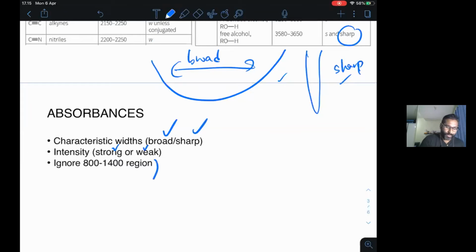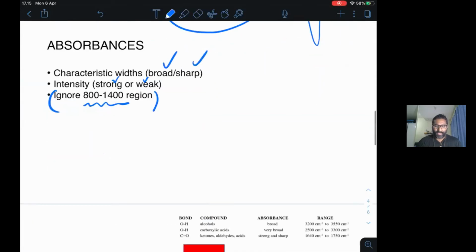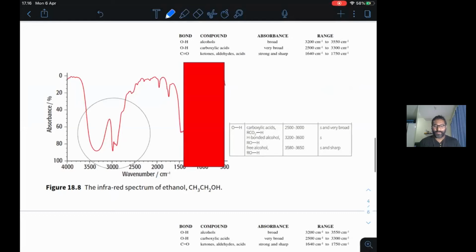There is one part over there that you need to ignore, the 800 to 1400 region. You do not need to worry about this, because organic compounds absorb infrared radiation in certain regions that you do not need to look at. That is called the fingerprint region, but forget about the term. The point is that for the region of 800 to 1400, you do not need to look. I'll give you some examples over here. All these examples are taken from your textbook.